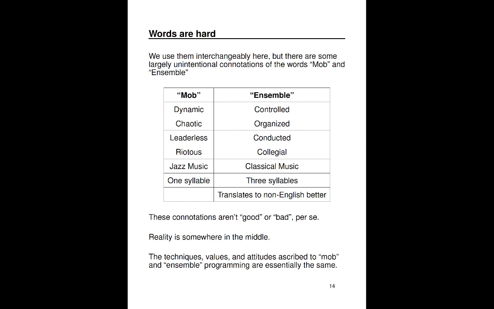Of course, as someone who is delivering a lecture on mob and ensemble programming, I can't help but call out that mob is 1 syllable to say, and ensemble has 3 syllables. And so, my tongue gets a little tired after saying ensemble too many times. People have also called out that the word ensemble translates to non-English languages better, where, again, mob has these connotations. So these aren't good or bad per se, and the reality is that mob programming and ensemble programming are very similar. So reality is somewhere in the middle for all of those. When I talk about mobbing or ensembling, which I probably will never do, the techniques and the values and the attitudes are essentially the same.